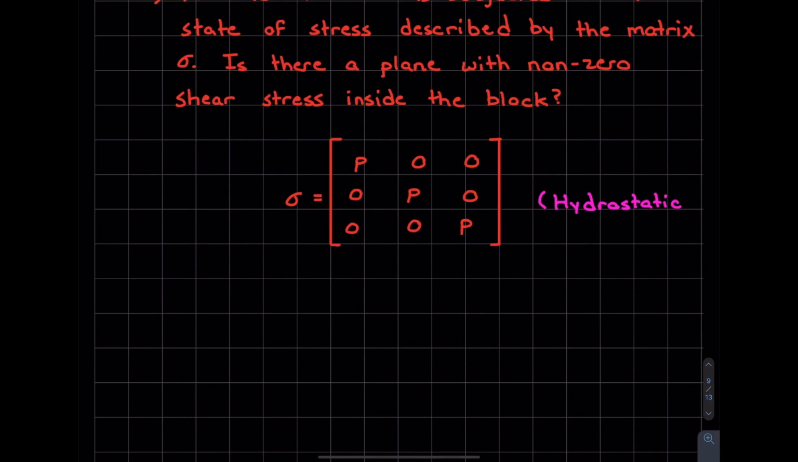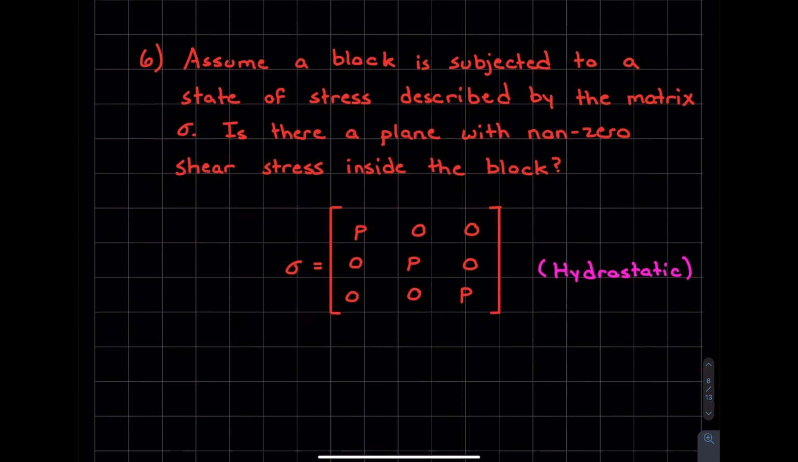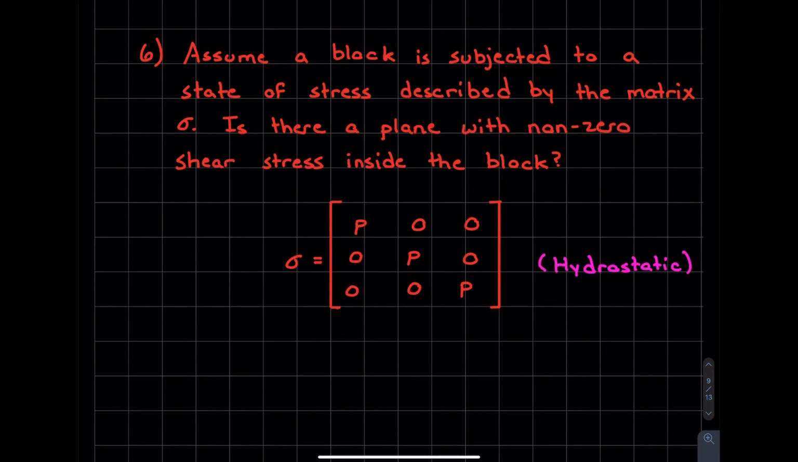Lots of fun writing. All right, hydrostatic. And it's basically the same question as question 5 above. Is there a plane with non-zero shear stresses inside the body? And the answer for this one is no. As you guys will see, every plane in this matrix, the shear stress will be 0. Every single plane. It doesn't matter how we rotate it, anything like that. Every plane inside of this stress matrix will have 0 shear stress.